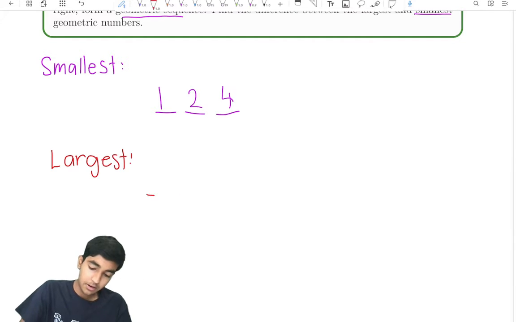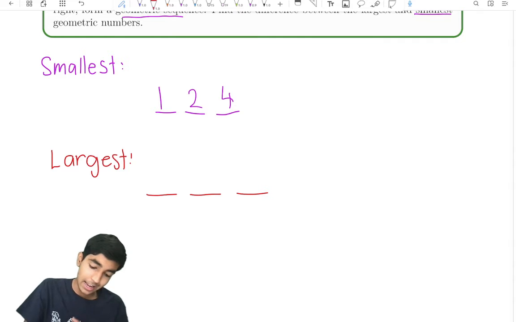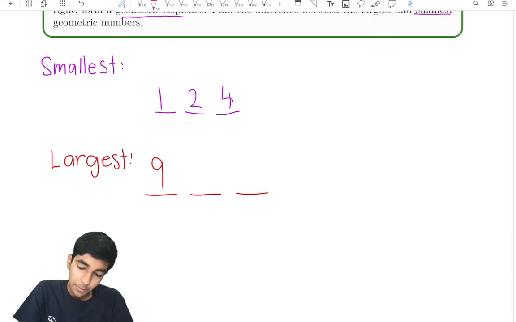Largest number. Again, first digit matters the most. What should we make the first digit? Let's make it 9. Okay, this is a little bit tricky here. The common ratio.